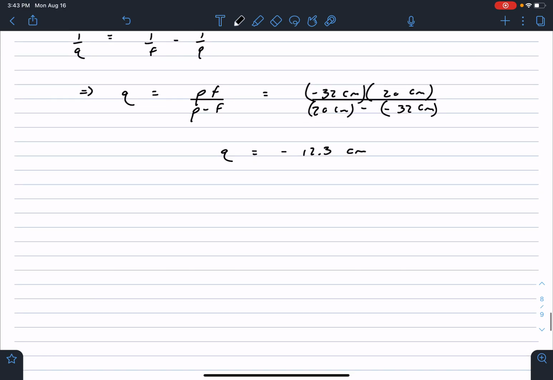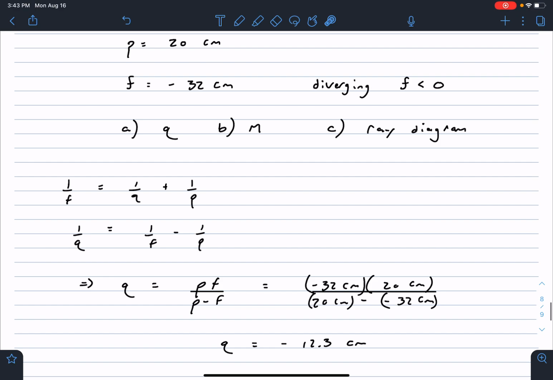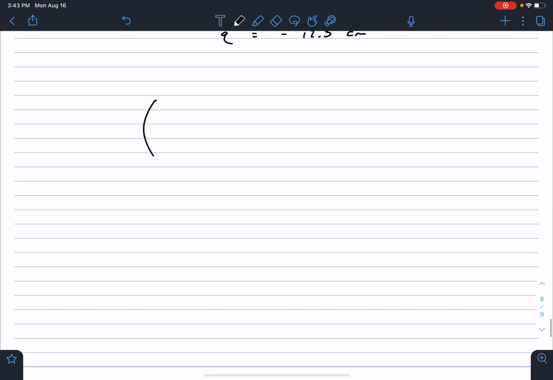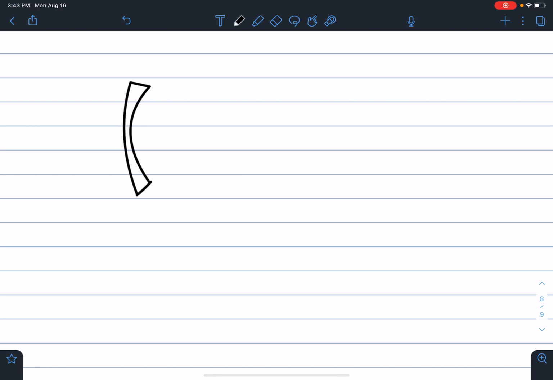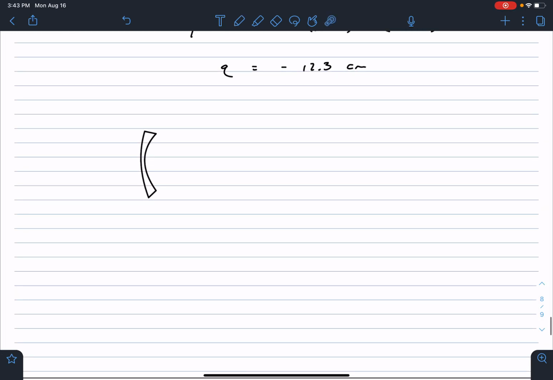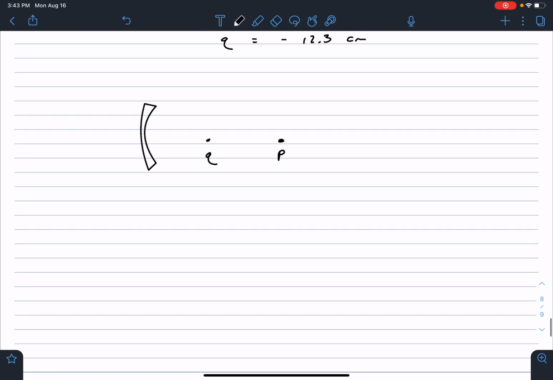So that's fairly straightforward. And it's important to note that because we're told this is a diverging lens, typically we're going to have wider edges. It's going to cause it to diverge. And so if we have this kind of lens, this negative value is going to mean that it's actually in front. So the image is actually in front of the mirror. So here is P, here's Q. Okay, just something worth knowing.